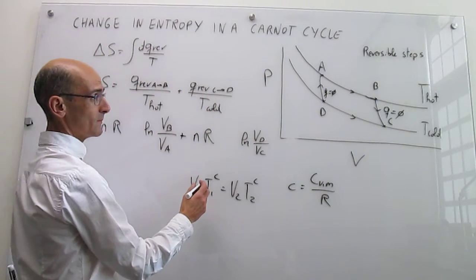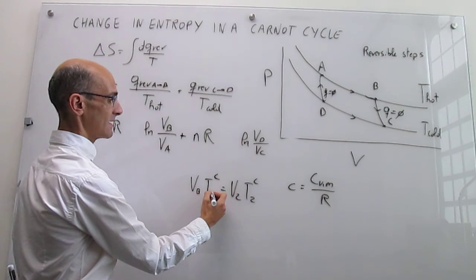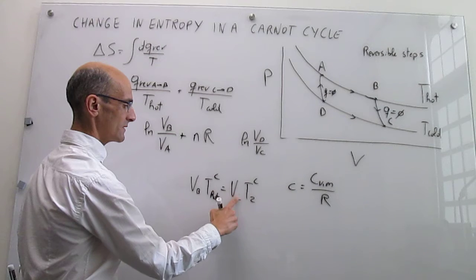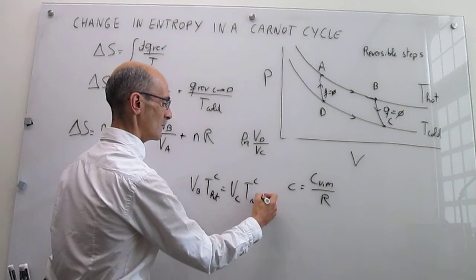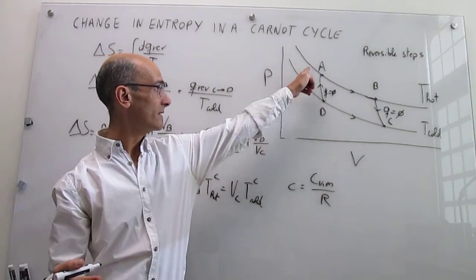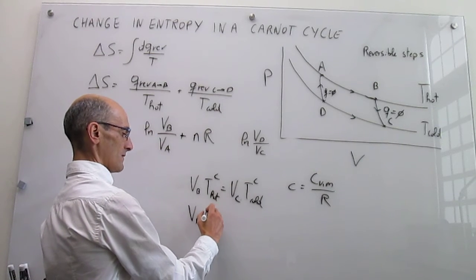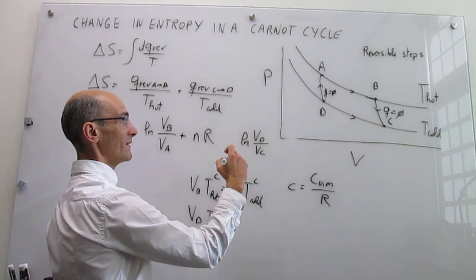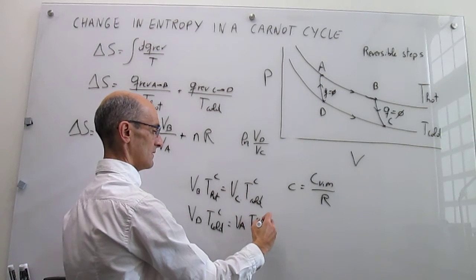All right, so for the first one, B to C, the initial volume is V sub B, the initial temperature is T hot, and then the final volume will be V sub C, and the final temperature will be T cold. Okay, so that is for the BC step. Let's do the same thing for the D to A step. Okay, the initial volume will be V sub D, and then the temperature will be T cold to the power of C, and then the final volume will be V sub A, and the final temperature will be T hot to the power of C.